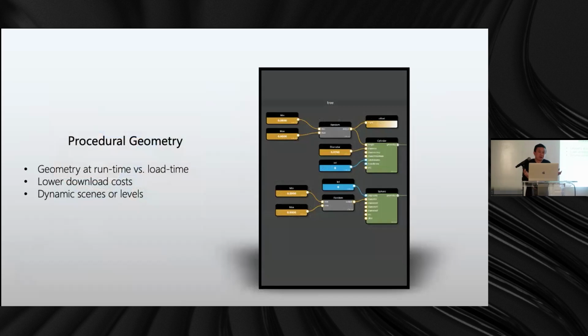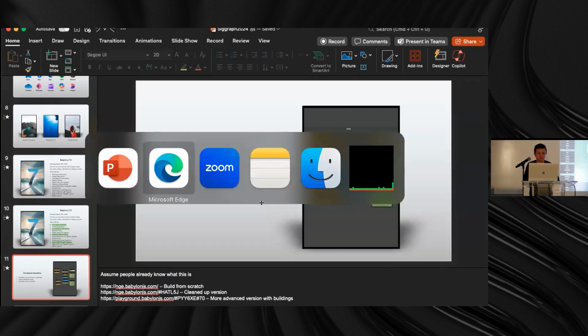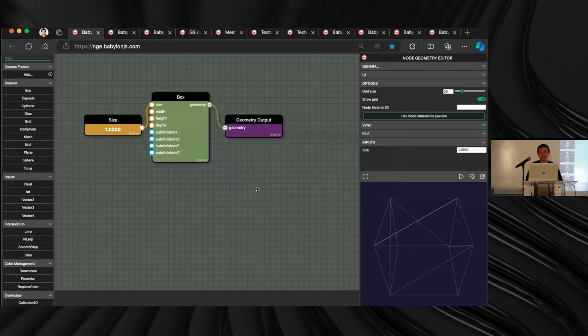So first, I think people know what precision geometry is already, but this is sort of what Babylon is doing with it. We call it the node geometry editor. So let me try and show this here. So here we have the node geometry editor.